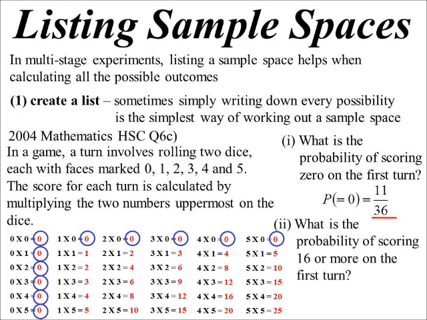What's the probability of scoring 16 or more? Okay, 16 or more. Well, there's 16. Well, 20 is more than 16, so is 25. So we get 4 in 36. That simplifies down to be 1 on 9.